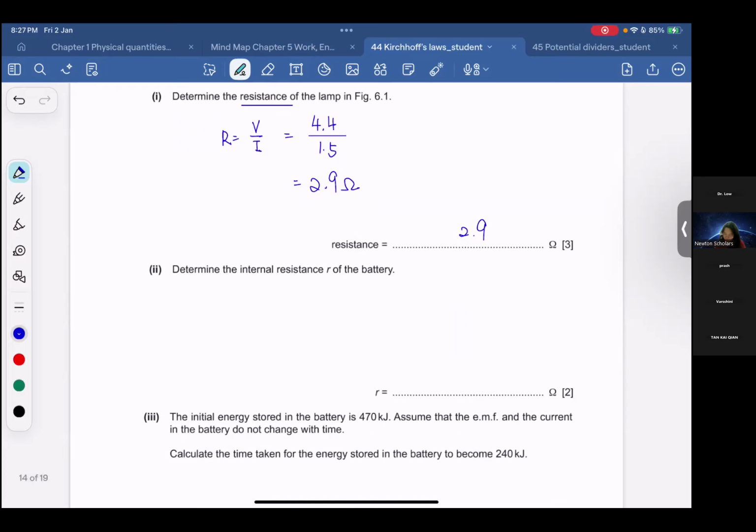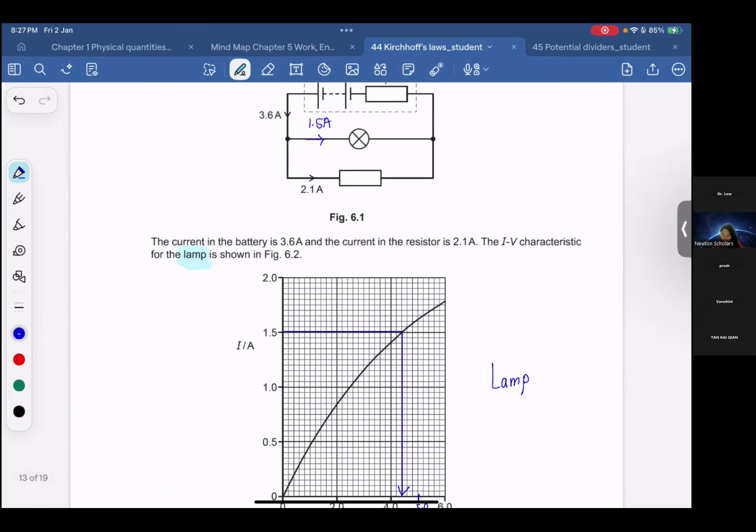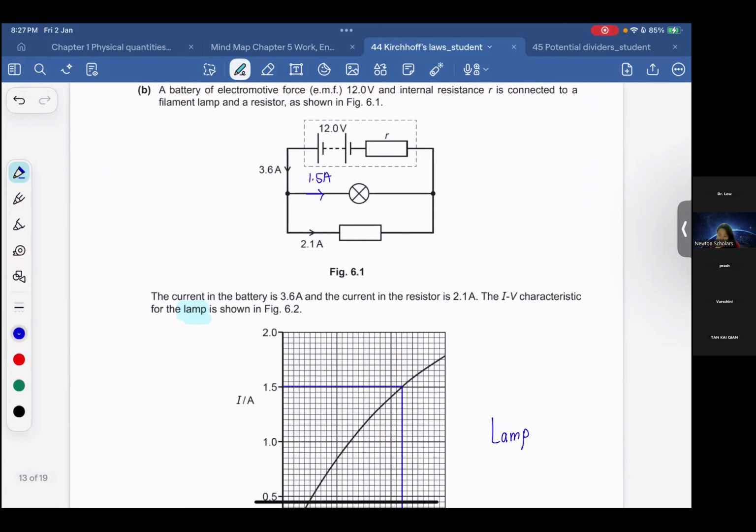Kai correct. Okay, next. Determine the internal resistance. Internal resistance is related with the formula of EMF, so E equals V plus Ir. Because we want to find this r, you have to think what is your E, V and I. Try. E, then V.